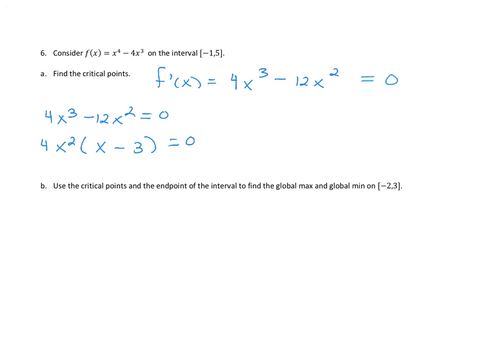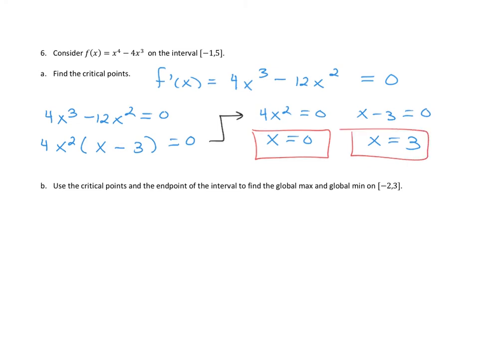Checking to see where this is equal to 0 is a matter of setting both factors equal to 0. Where is 4x squared 0? And where is x minus 3 0? Two places, 0 and 3. These are the 2 critical points for this function. Now, it so happened that for this given interval, both of the critical points fell within the interval. That might not always happen, but it did here.